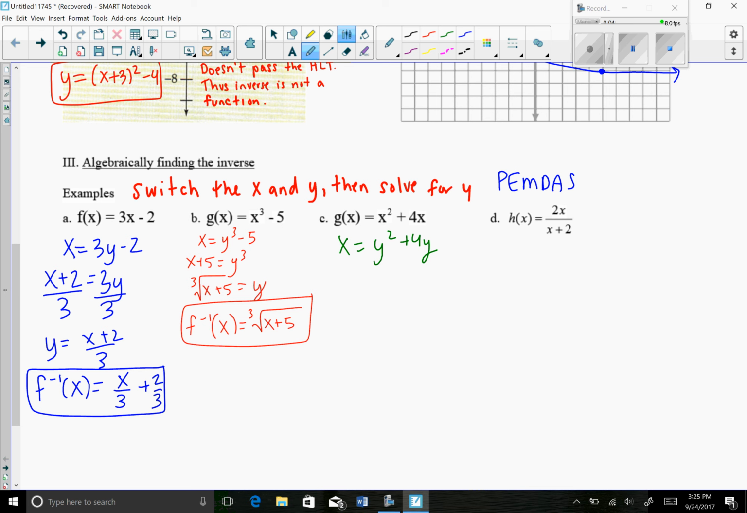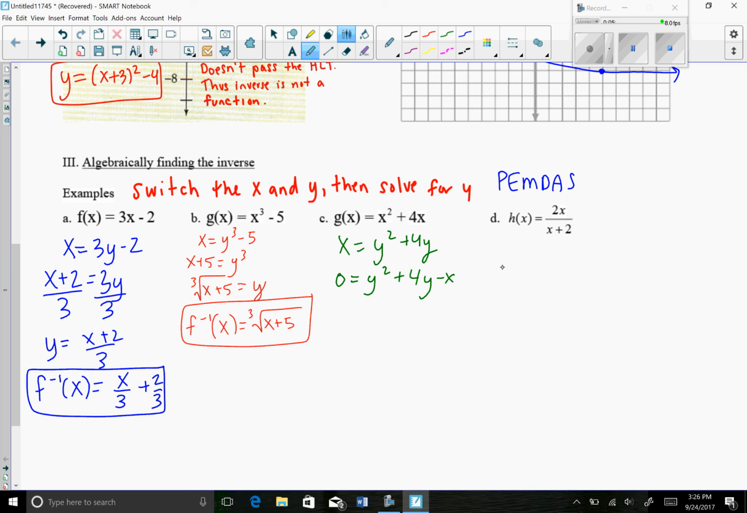So for this one, I actually can't divide a y out because that's not going to help me, and I can't factor a y out because that doesn't help either. So in this case, you would actually want to set it equal to 0 by subtracting the x to the other side. And you would actually want to use the quadratic formula in order to get y by itself.